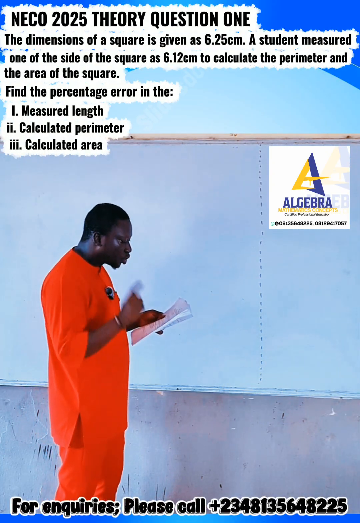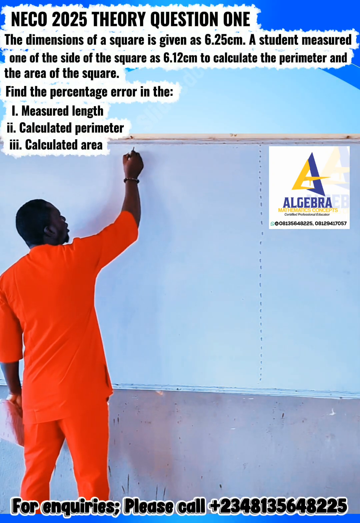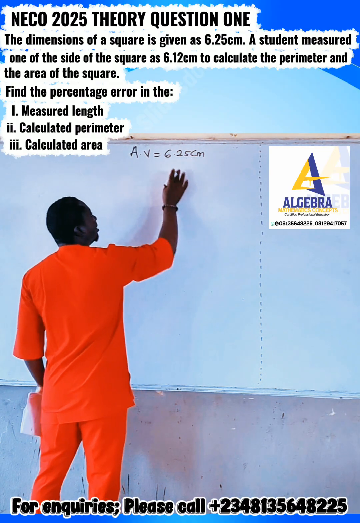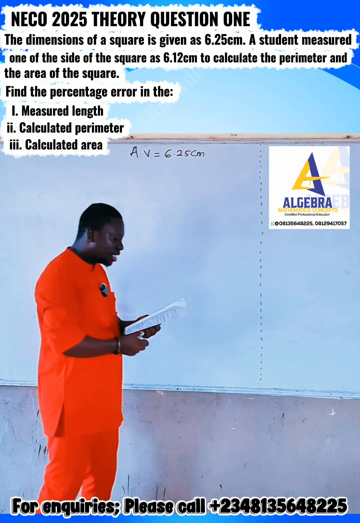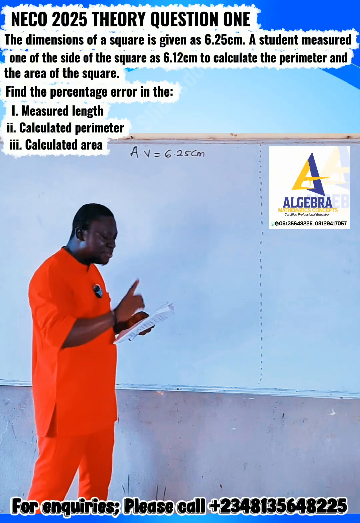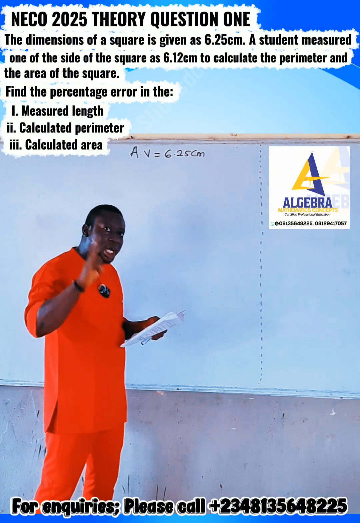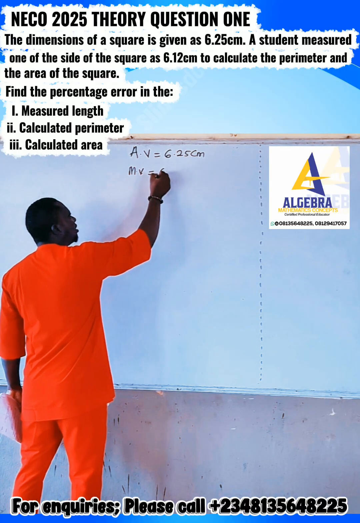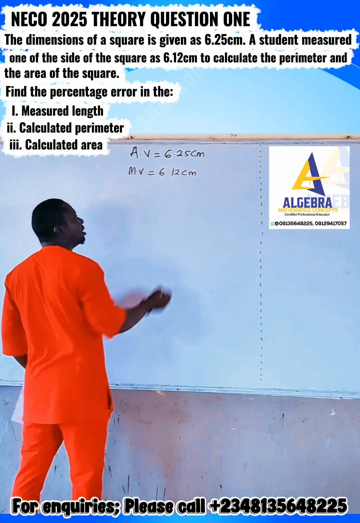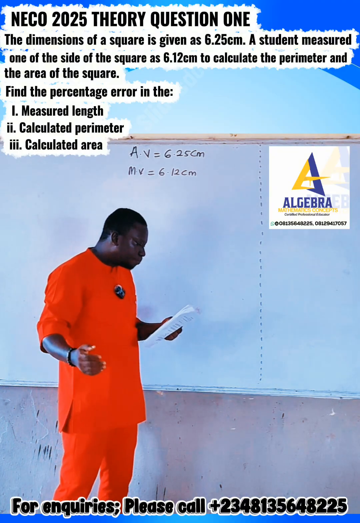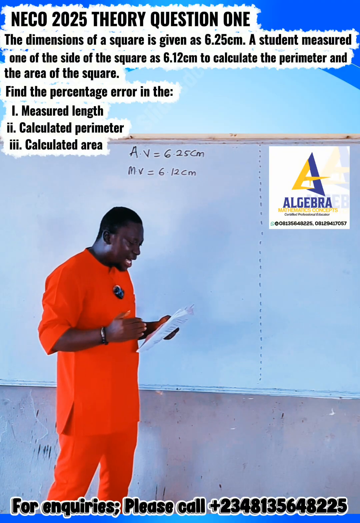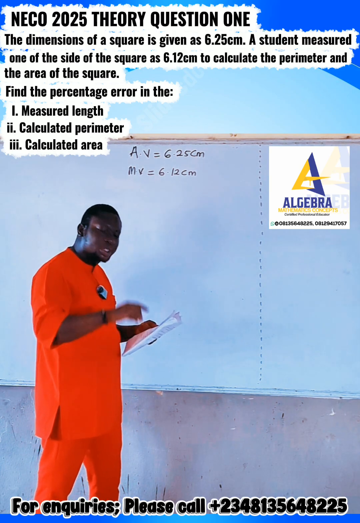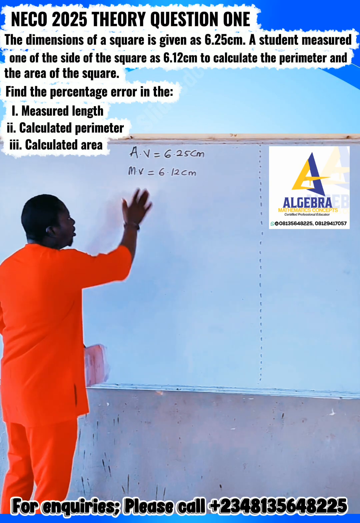Now, the dimension of the square, meaning the actual value, is 6.25 centimeter. This is the actual value. But the student measured it as 6.12 centimeter, meaning my measured value is 6.12 centimeter. It says calculate the perimeter and the area of the square, then find the percentage error in the measured length.